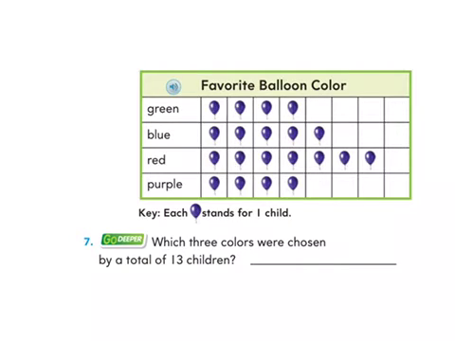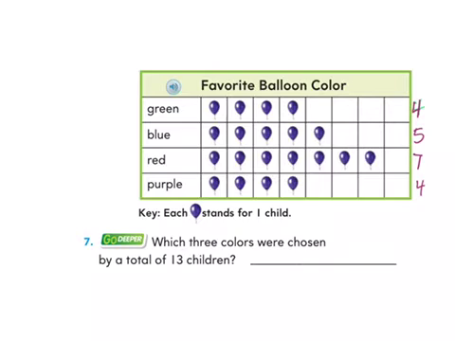All right, here's another picture graph of favorite balloon color. So we have green, blue, red, purple. So the key is telling us each balloon in these pictures stands for 1 child. So 4 kids voted for green as their favorite. 5 people chose blue as their favorite balloon color. 7 kids chose red as their favorite balloon color. And 4 kids chose purple as their favorite balloon color.